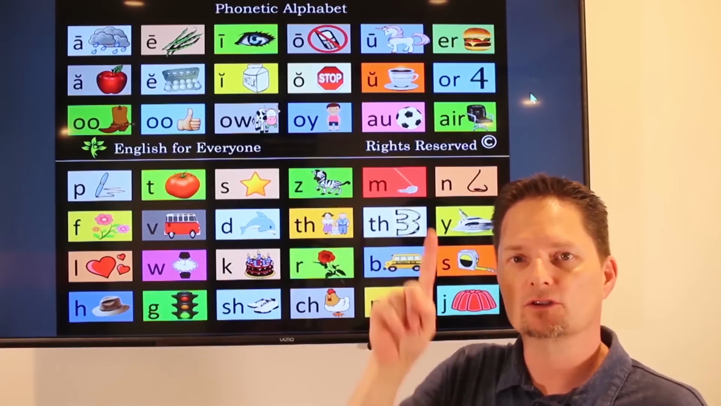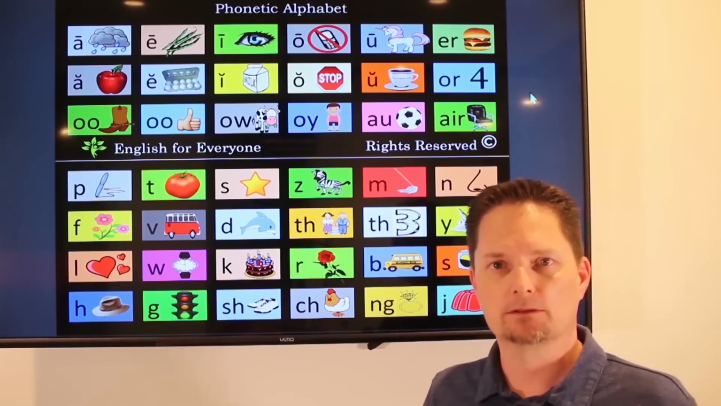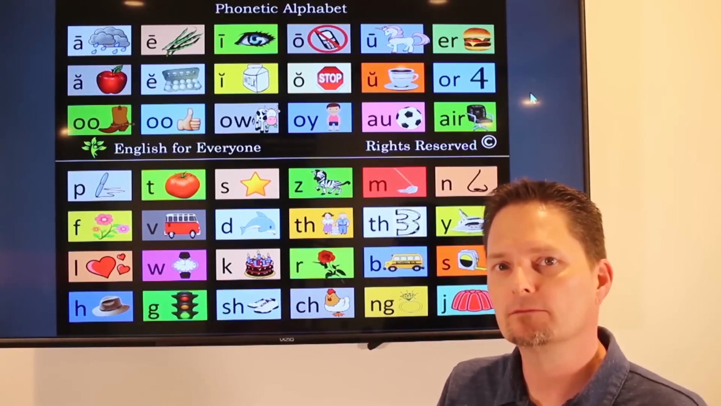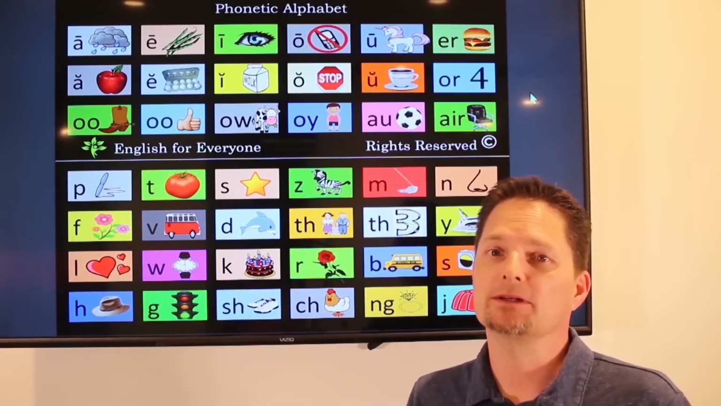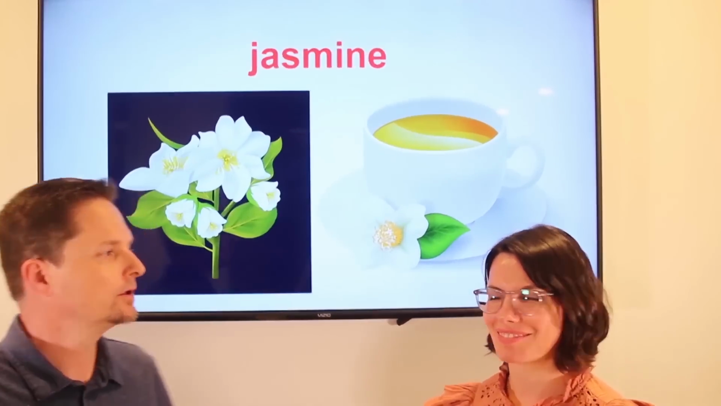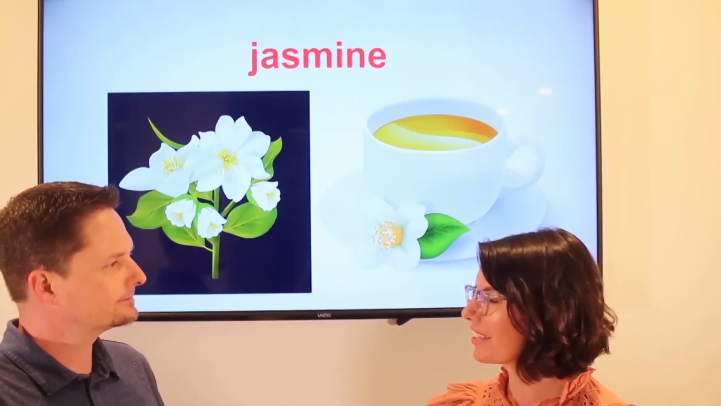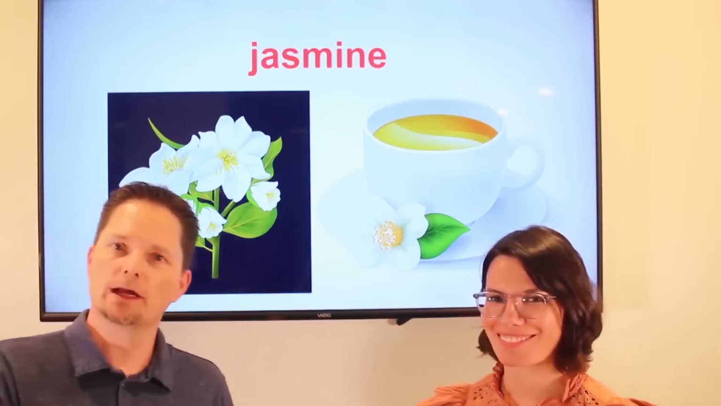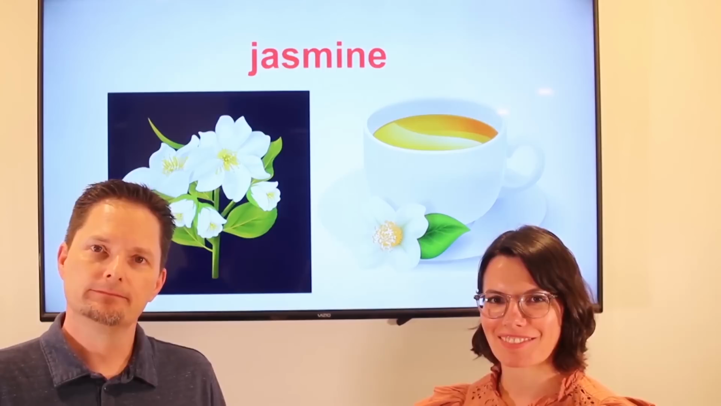Jasmine. Stress the first syllable. Jasmine. Jasmine is a flower. And I don't like jasmine tea. Let's practice. Do you like jasmine tea? Yes, I like jasmine tea.